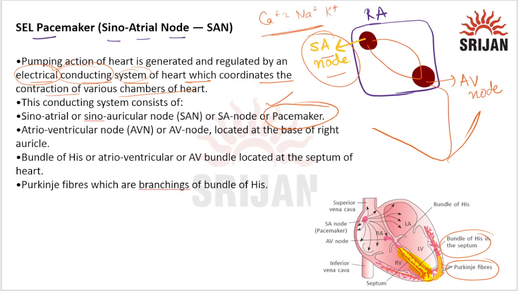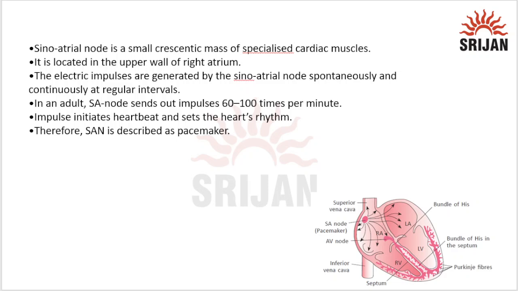These ions are responsible for membrane potential and for changing the potentials, so that potential is responsible for generating a conduction, and this conducting system consists of the SA node, I have told you, the pacemaker, the AV node, that is located at the base of the right auricle, here it is located at the base, the bundle of His or atrioventricular or AV bundle located at the septum of the heart, see in this diagram I have told you, and Purkinje fibers which are branching of the bundle of His. So now let us understand the sinoatrial node, because that is the main hero of our system.